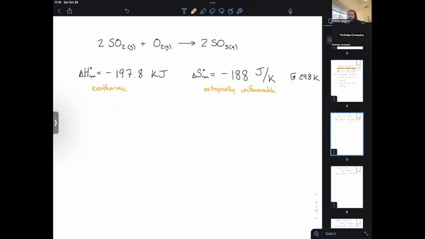Negative entropy is bad. I could also tell that, even without looking at the numbers, by looking at my balanced chemical equation here. This is a chemical equation that consumes 3 molecules of gas and only creates 2. Remember, if you're creating fewer gas particles in a reaction than you're consuming, that's not going to be entropically favorable. We talked a lot last class about being able to just look at a chemical formula and know whether or not the reaction is entropically favorable or unfavorable. So in this case, we could have predicted that this delta S was going to be negative just by looking at this chemical equation.